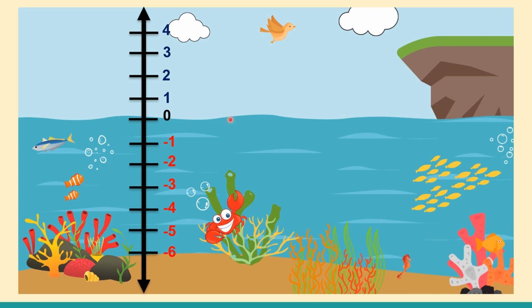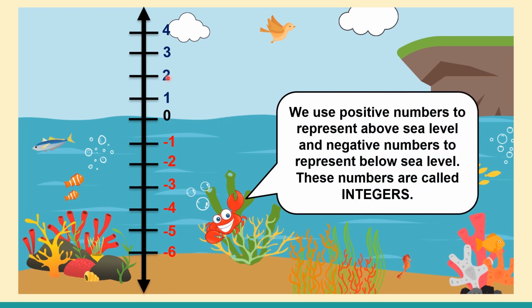How do we represent the distance below and above the sea level? Very good. We use positive numbers to represent above sea level and negative numbers to represent below sea level. These numbers are called integers. Tayo ay gagamit ng positive numbers para sa itaas na bahagi ng dagat at ng negative numbers para sa ibabang bahagi ng dagat. Ang tawag sa positive at negative numbers na ito ay integers.